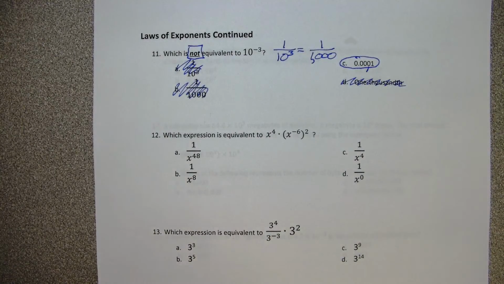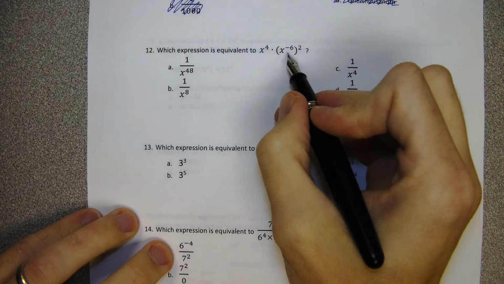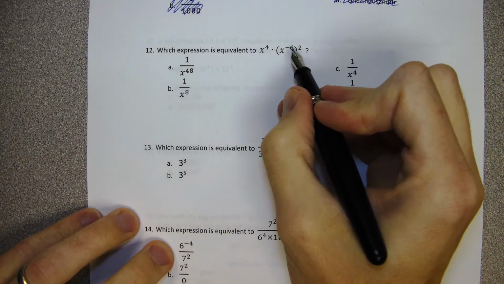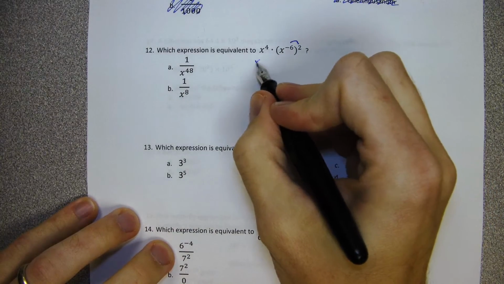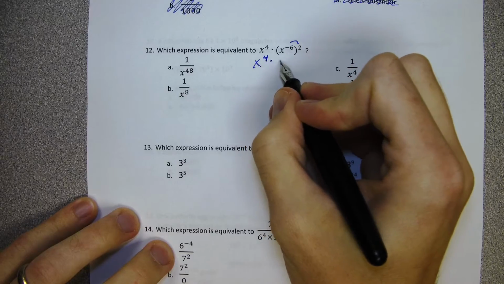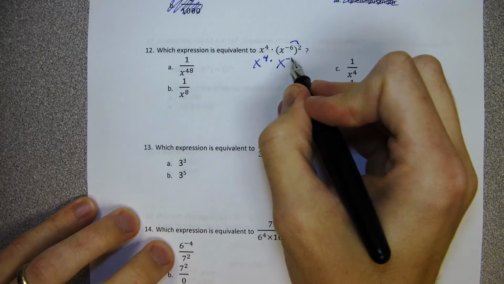All right, number 12. Let's see if we can scoot it up here so we can see it. Which expression is equivalent to, let's see, what do we got there? X to the fourth multiplied by the square of x to the negative 6th power. Goodness, that one's kind of nasty. Well, let's see what we could do. First off, we know we got to multiply these exponents. We're taking powers of powers, so let's multiply the negative 6 and the 2. So we'll have x to the fourth multiplied by x to the negative 6 times 2, which is negative 12.